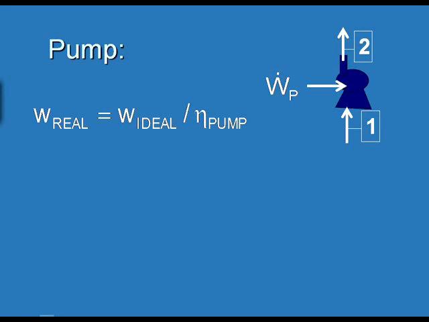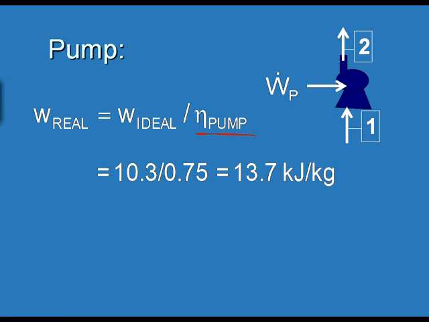Continuing on with the pump, if we calculate the real work, remember that when you're calculating work that you're doing, the real work always has to be more. So we'll divide by the efficiency of the pump. If we take a pump efficiency to be, say, 75%, then our real work will be slightly higher, or 13.7 kilojoules per kilogram.